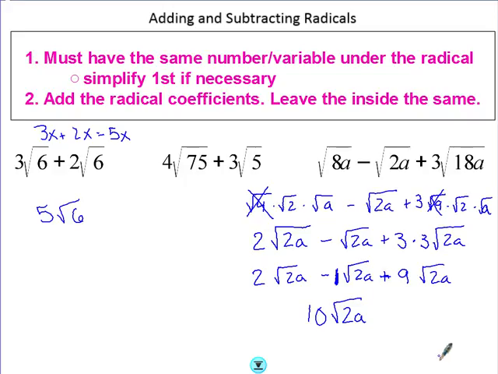Okay, that's it for operations with radicals. Should be relatively simple, but if you have any questions, write them down, put them in the Google form, ask me in class.